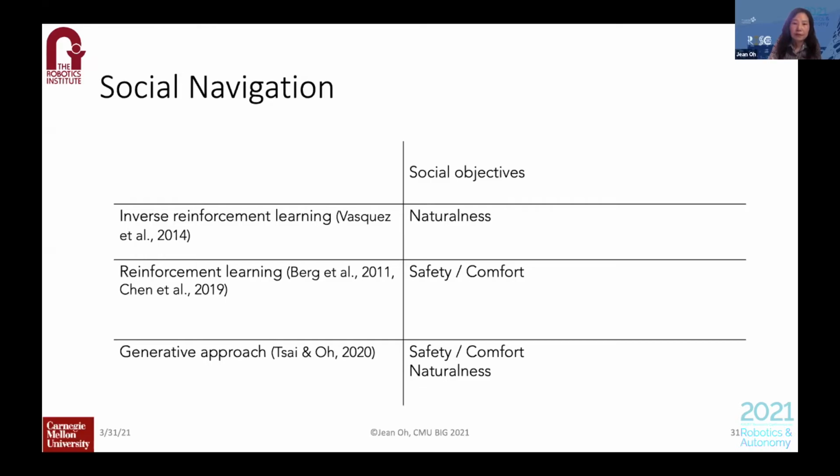But the drawback is that by trying to be natural, sometimes these IRL-based algorithms will violate the safety constraints, because in order to avoid a collision, sometimes you have to make a quick turn, which doesn't look natural. And for the RL algorithms, it's the complete opposite problem. In order to be safe, it loses the natural behavior, so it looks more robotic. So the approach that we have tried was: can we achieve both?